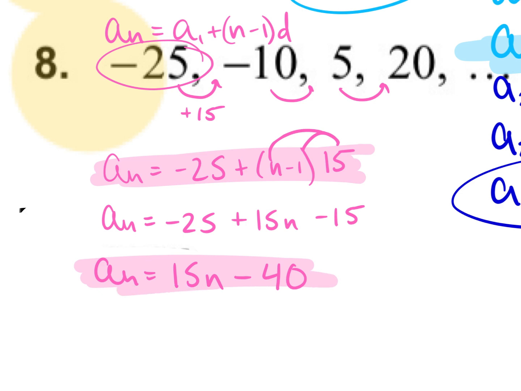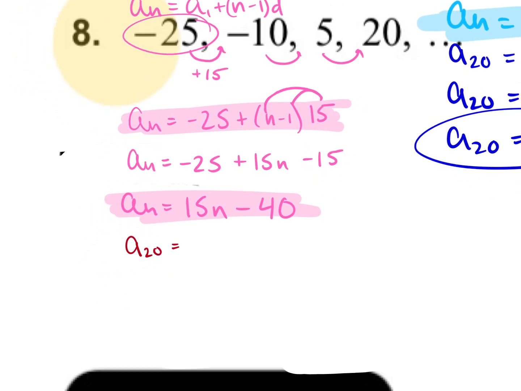And then last part of this question says to find the 20th term. So a sub 20, that would be 15 times 20 minus 40. 15 times 20 would be 300. And 300 minus 40 would be 260.